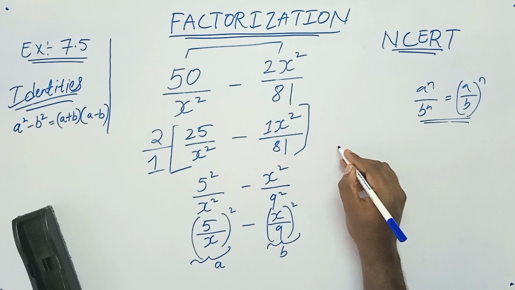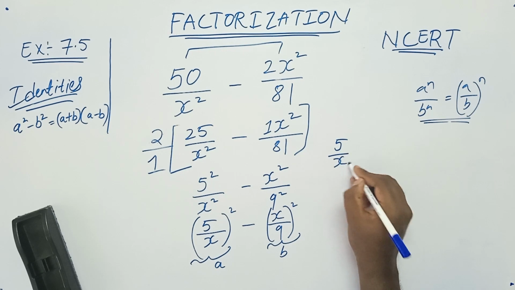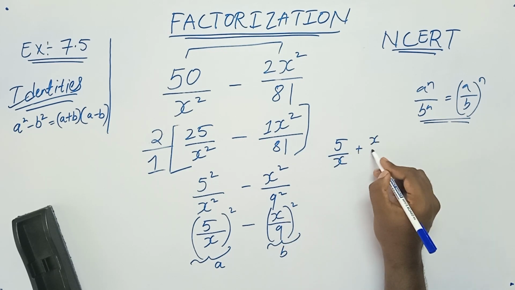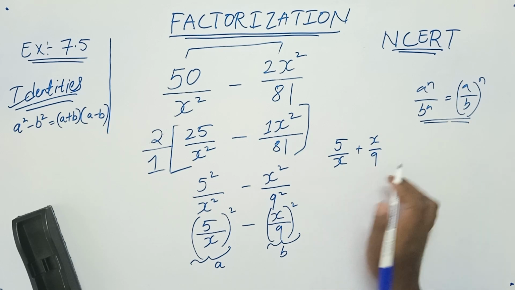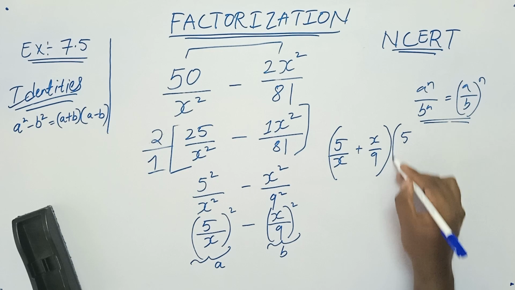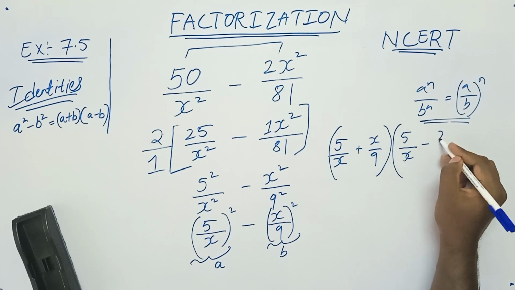If you write it here, it looks like 5 upon x, a plus b, where b is x upon 9, a plus b times a minus b.